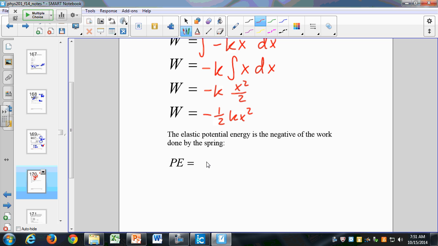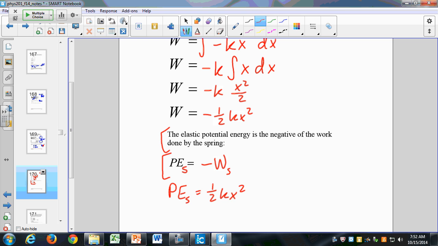And then the elastic potential energy is the negative of the work that's done by the spring. So if I want to know the elastic potential energy, I'm going to give it a subscript s for the spring. It's going to be the negative of the work that's done by the spring. And so that elastic potential energy is equal to 1/2 kx squared.